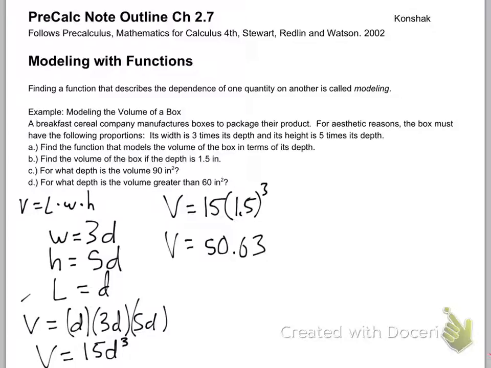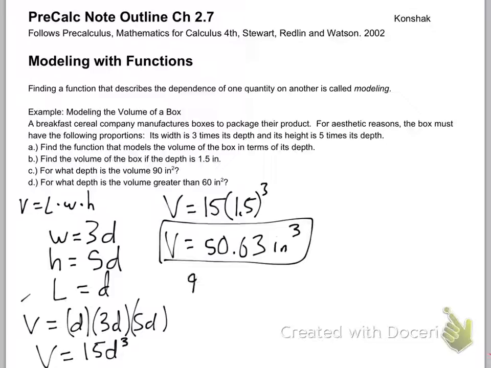50.625. So 63 inches cubed. So that's part B. This is really not that bad. Even part C, it says, wait a minute, we have this cool equation. What if I told you the volume? Can you tell me how deep the box would have to be? Well, sure. Why not?